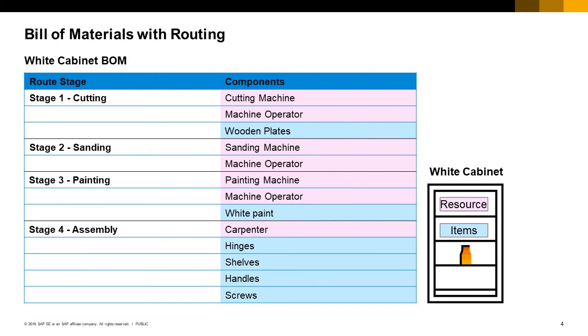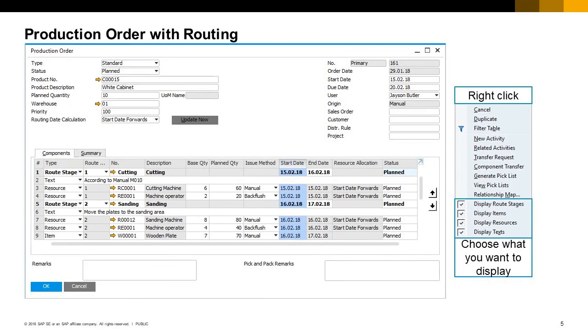There are 4 stages in the production process of the cabinet: cutting, sanding, painting and assembly as shown in the image. This bill of materials is copied to the production order. This is a production order for the white cabinet bill of materials.